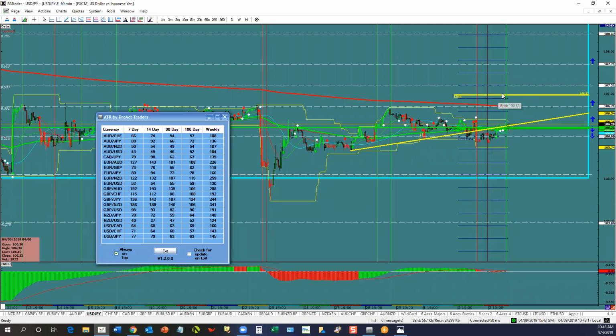Our target today, in case it broke to the upside, is here. But in reality, if the dollar keeps going down, dollar yen should go down, because the dollar is the base currency. Got an ATR of 79 pips to the downside, so I'd look for the 105 tonight, right there, 105.